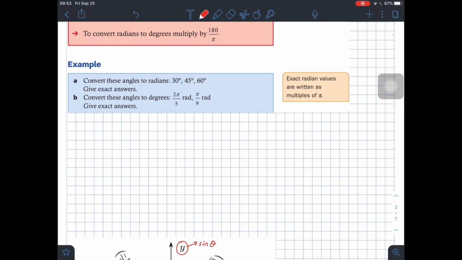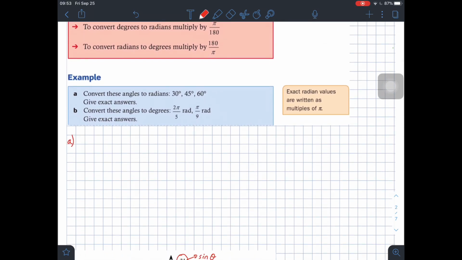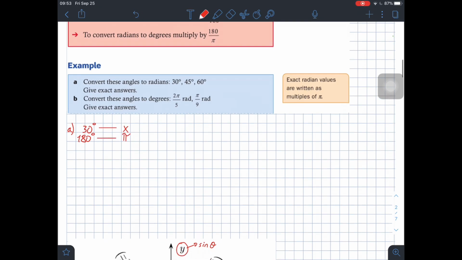It says, convert these angles to radians. So we have all of these angles in degrees. We want to convert them to radians. So for 30 degrees, we already did that in the example, actually. We can say that 30 degrees is to x radians as 180 is to pi. This will be our proportion always, right?